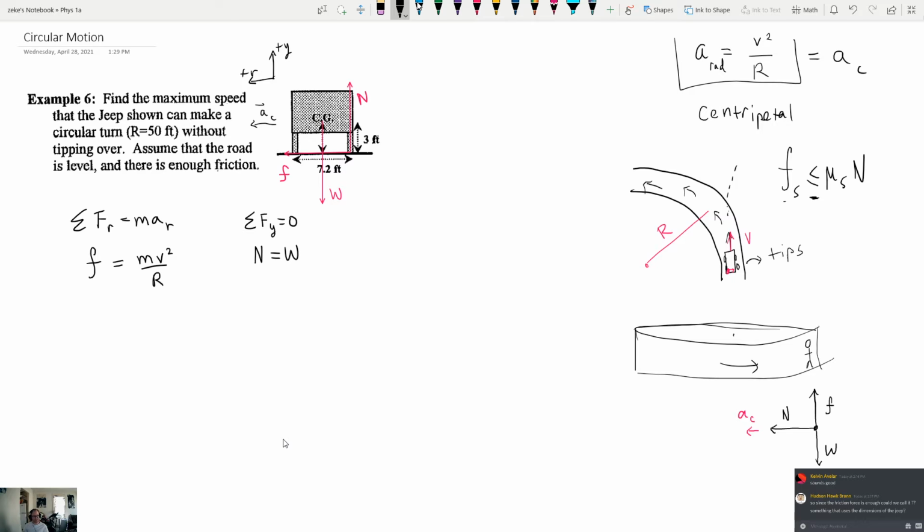Something that uses the dimensions. Yeah, exactly. We need to use that 7.2 feet and the 3 feet somehow, right? What would it be? Can anyone think of another condition that we can place on this Jeep as it's making this turn? Yeah, torque. That's right, torque.